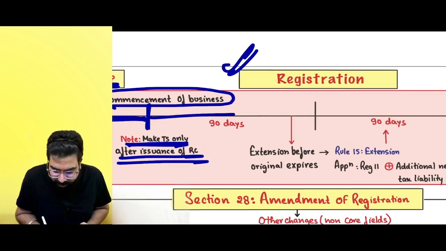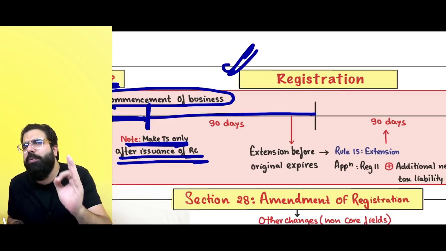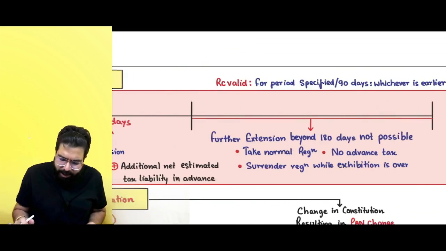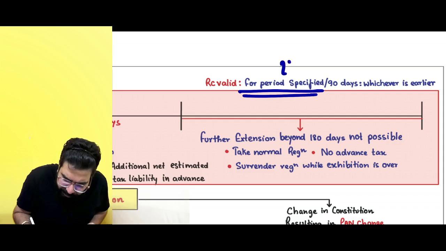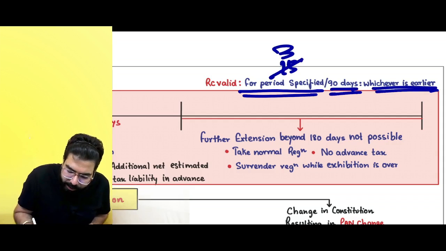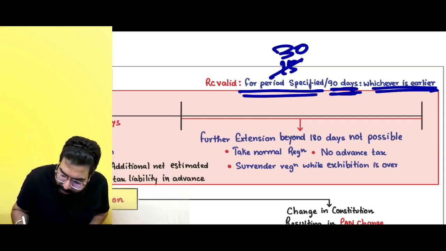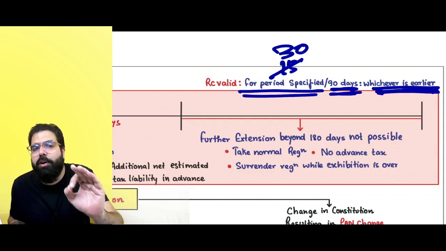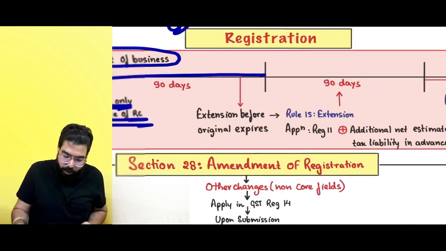Remember always, the registration certificate is granted for a maximum period of 90 days. But if they have asked for only 30 days, then it is 30 days or 90 days, whichever is earlier. For that many days only the registration certificate shall be valid. Okay, sir, point is clear.